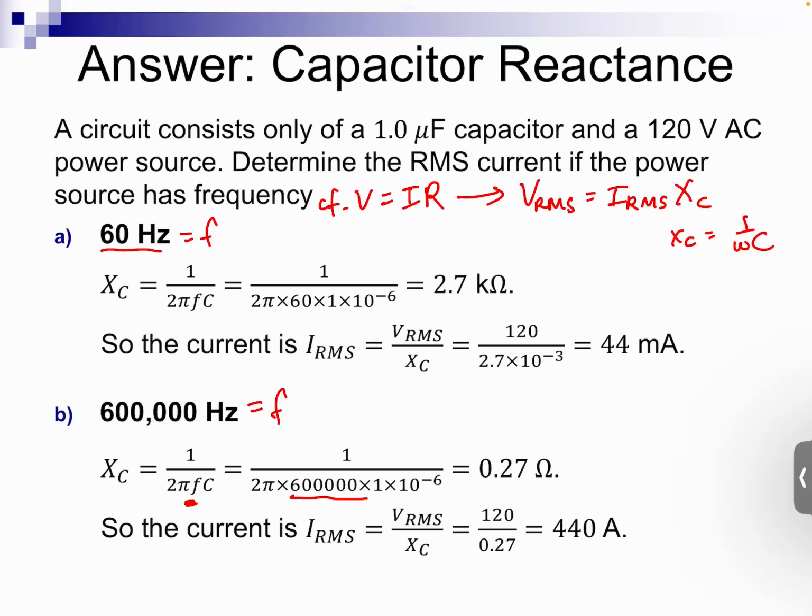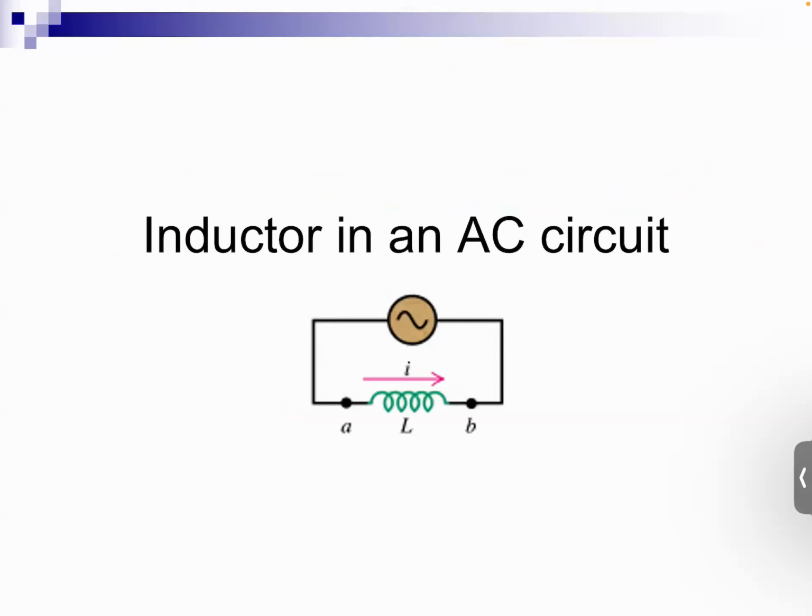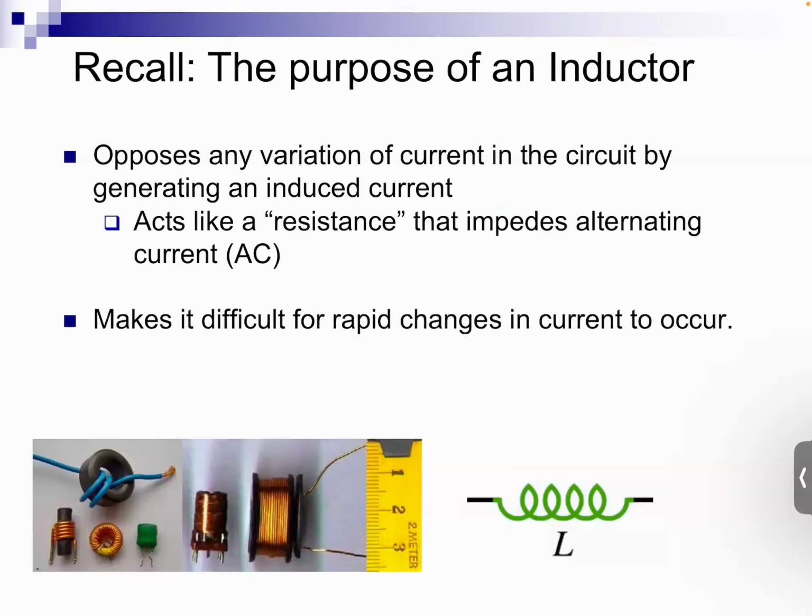Good. Any questions so far for the resistor or the capacitor in an AC circuit? Okay, now for the inductor in an AC circuit, how does the current and the voltage behave? First, let's go back to what the inductor does, right?